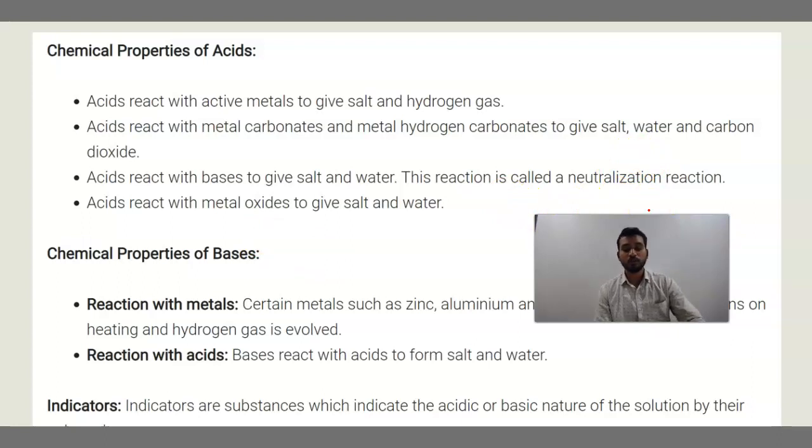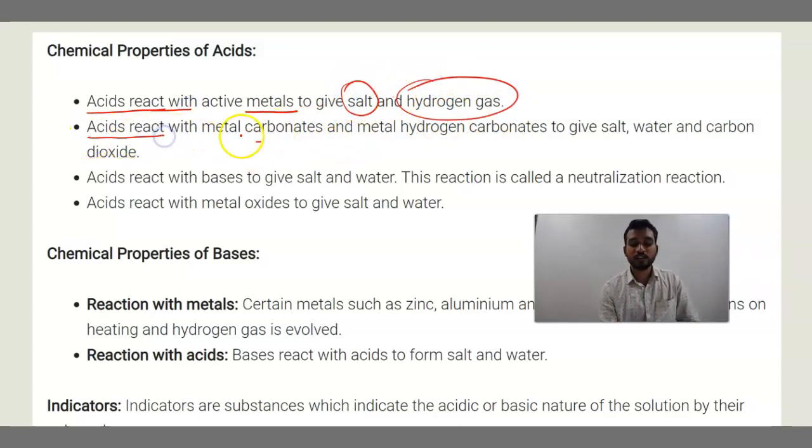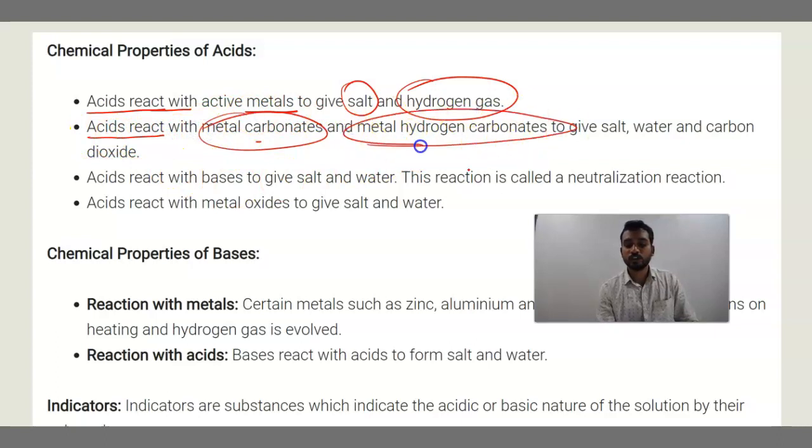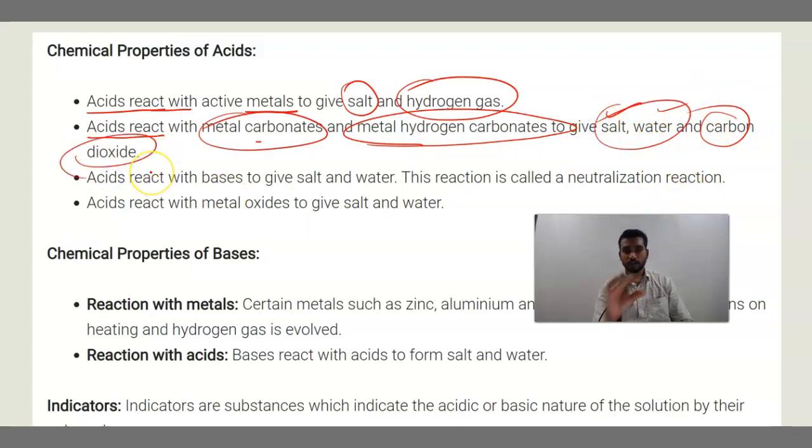One thing you need to remember, children, very important: when acids react with metals, what does it give? Salt and hydrogen gas. If acids react with metal carbonates and metal hydrogen carbonates, it gives salt, water and carbon dioxide. Write somewhere, it's very important. When acid reacts with base, it gives salt and water. Here, salt and hydrogen gas. Here, salt, water and carbon dioxide gas. But here only salt and water.